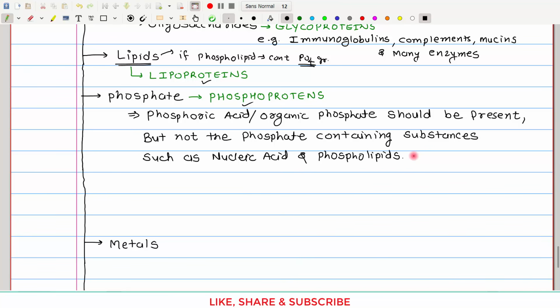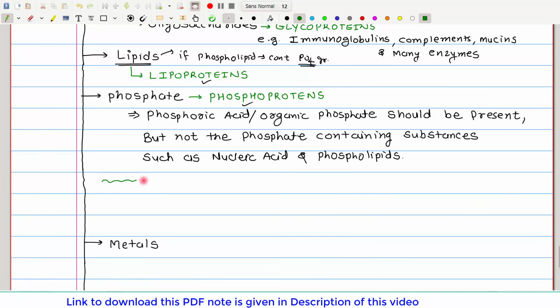So in case of DNA or nucleic acid, there is a phosphate, right? But we cannot call such conjugated protein a phosphoprotein. We have to call a particular protein a phosphoprotein when phosphate is independently present in that protein, not as a component of nucleic acid and phospholipids. I hope that this distinction is clear.